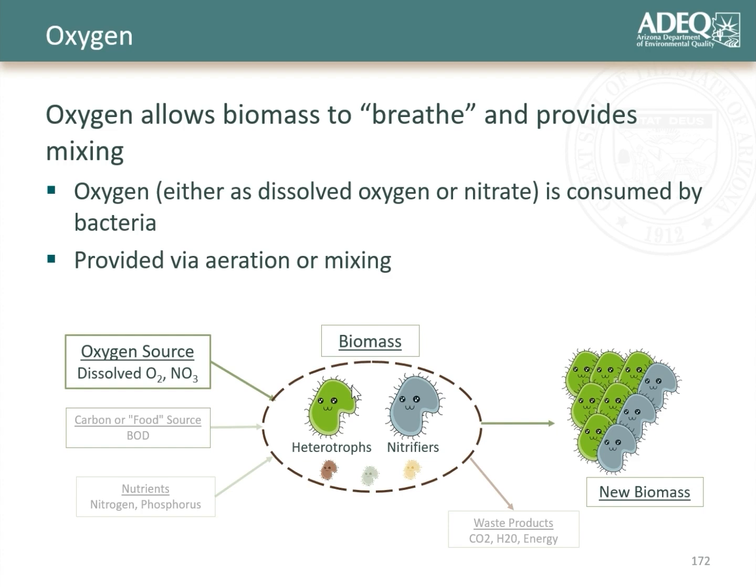So we just talked about substrate. Now we're going to talk about oxygen. Oxygen allows the bacteria to breathe and also provides mixing, because the aeration system mixes and keeps all the bacteria in suspension. The oxygen can come either as dissolved oxygen under aerobic conditions, or nitrate or nitrite under anoxic conditions. Either way, you need that source of oxygen for growth. And once again, the aeration or mixing also keeps the bacteria in suspension.